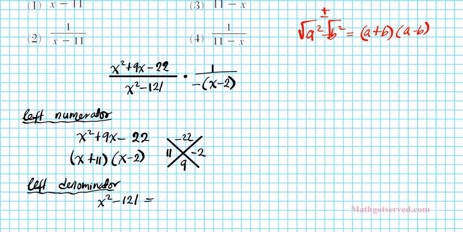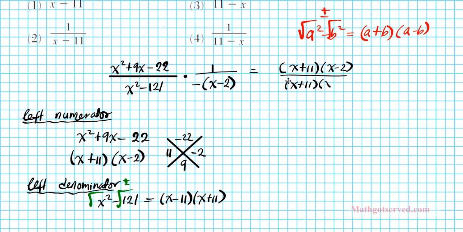So we're going to do the same process here. We root the first and the last term, and then find the sum and the difference. So we'll have x minus 11 times x plus 11. So that's the factored form of the denominator on the left. So this expression now becomes the factored form x plus 11 times x minus 2 over x plus 11 times x minus 11 times 1 over negative x minus 2.